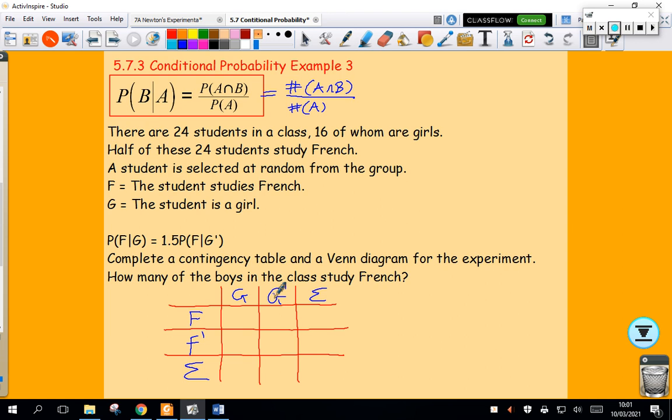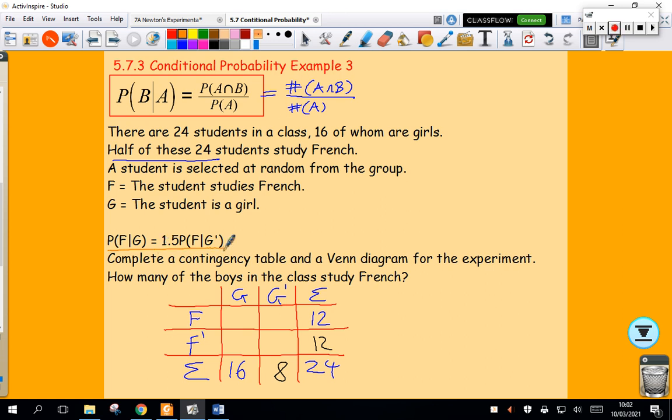And now I'm going to look at putting in some numbers in here. It says there are 24 students in the class, so altogether in the class there are 24 students. 16 of them are girls, which straight away means 8 students are not girls. It also says half of the 24 students study French, so half of 24 is 12. And the other cell has to be 12 as well, because they have to add up to 24. That's really initially all the information. There's information in here which we'll have to come back to in a second.